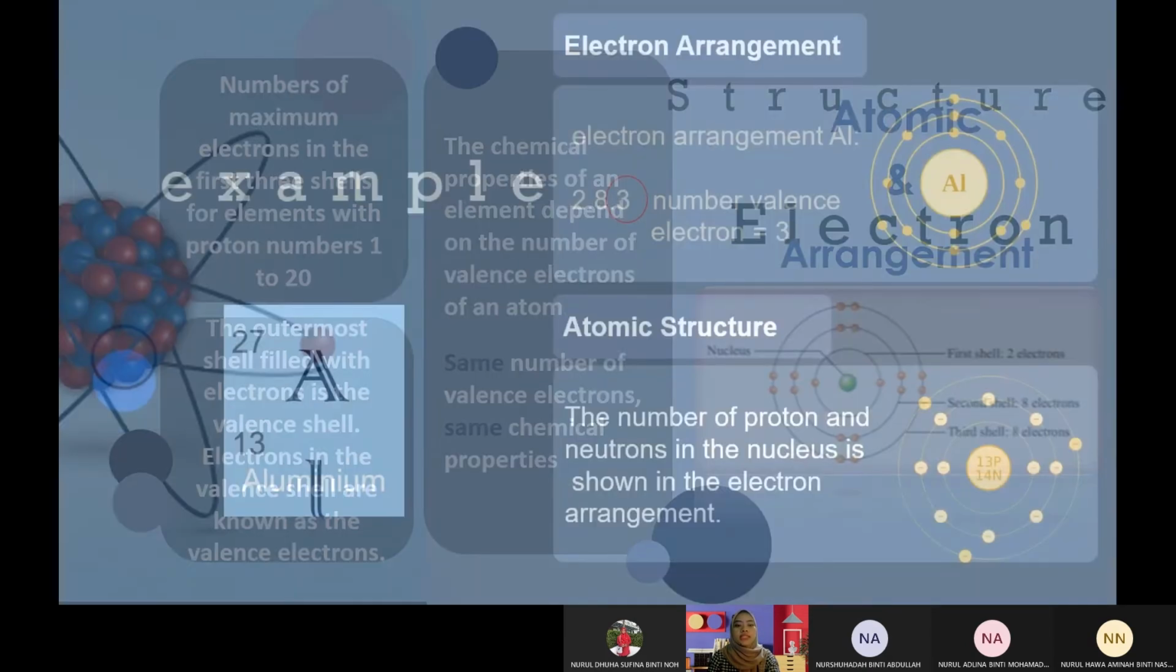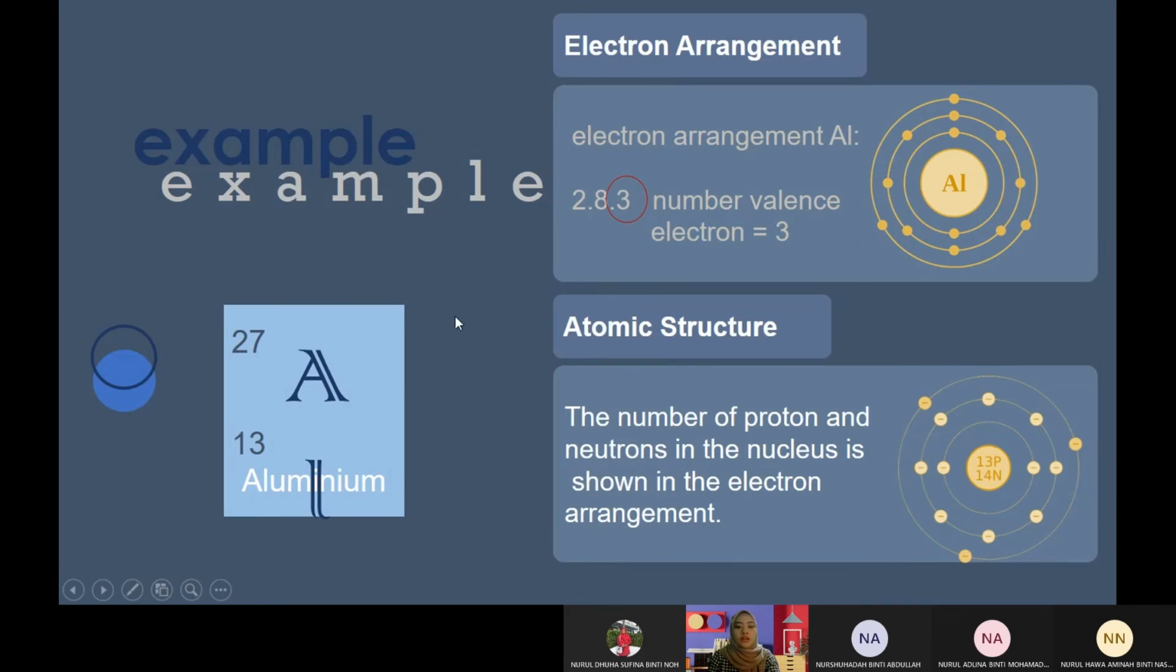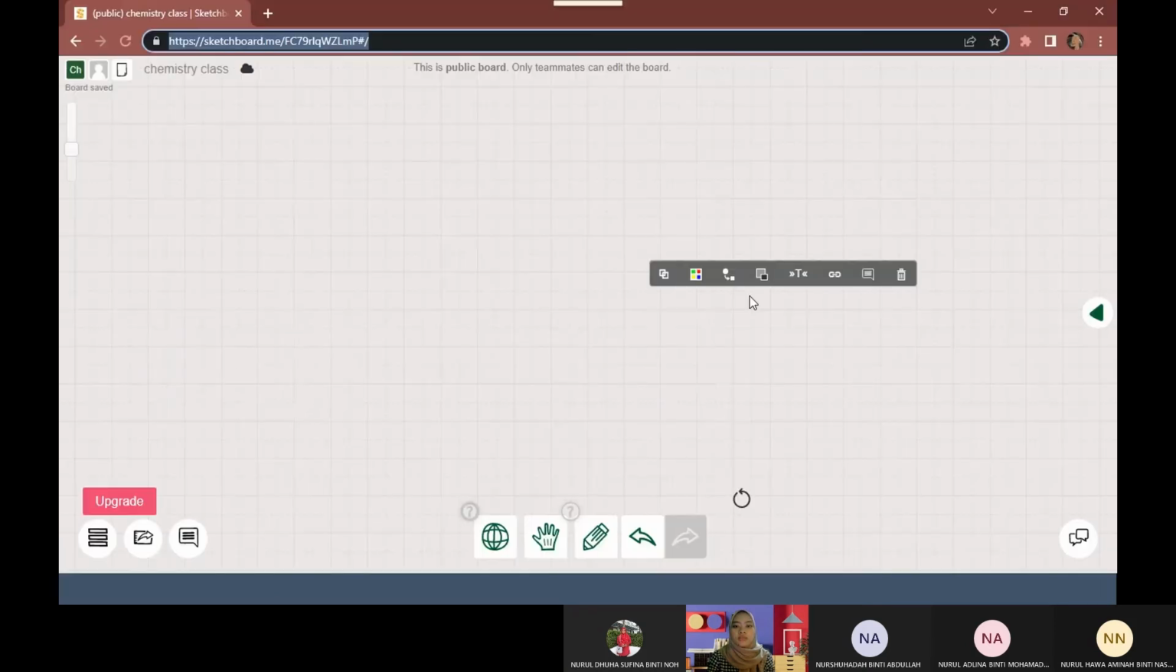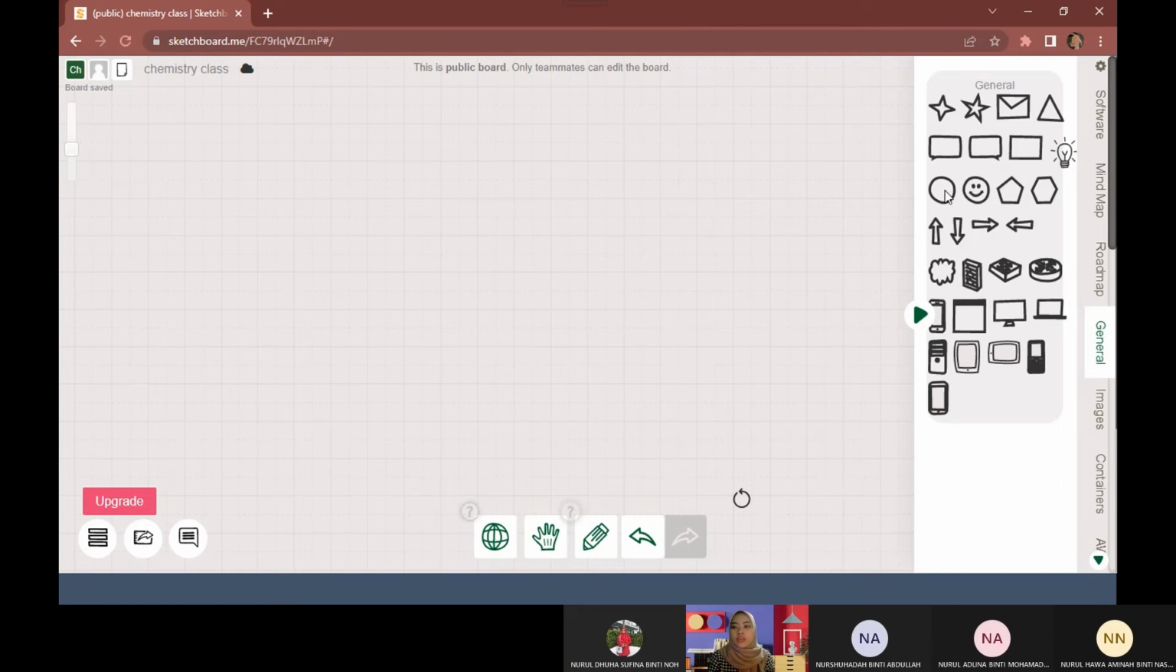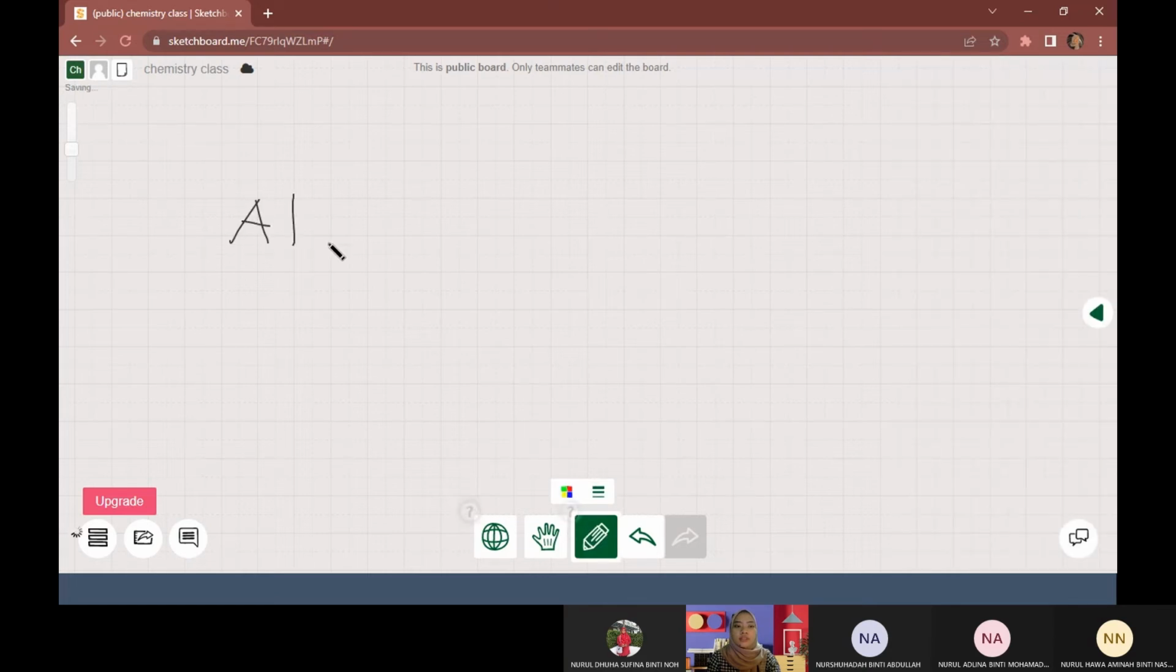So this is an example for atomic structure and also electron arrangement for aluminium. Let me show you how to draw it. Okay, here. Okay, we have to know the proton number for aluminium. Aluminium is 13, right? We have 13 protons.